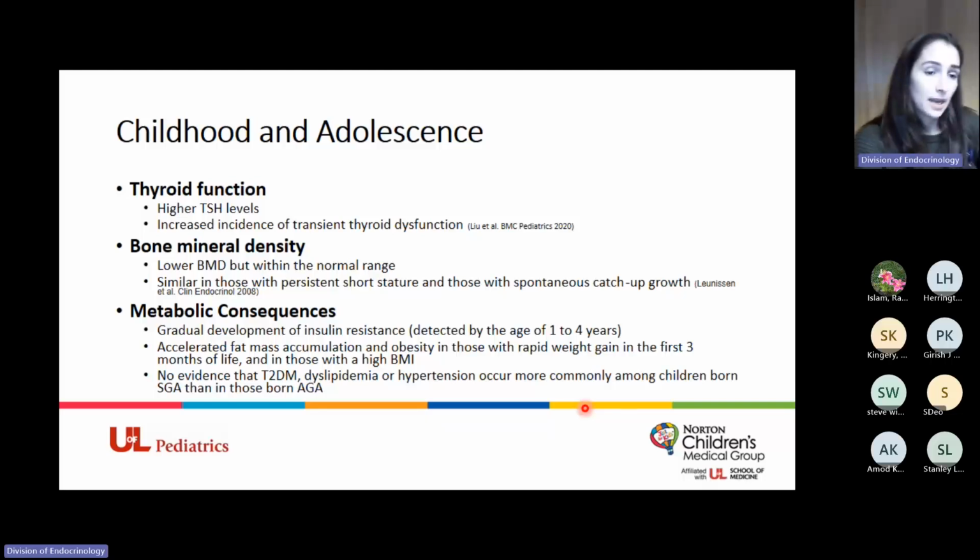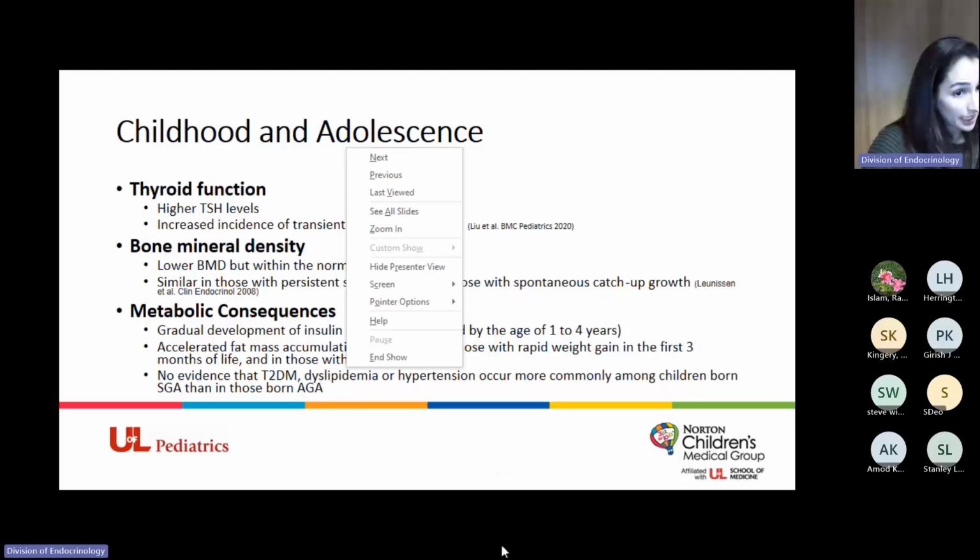So other things that might be affected in these patients but are not as relevant, and most of them stay between that window of normal, is the thyroid function. They have higher TSH levels, and they have increased incidence of transient thyroid dysfunction that we often see in babies. But most of them will actually not need treatment with levothyroxine. Regarding bone mineral density, they have lower bone mineral density, but typically it is within the normal range. And it is actually similar in those that have persistent short stature and those that will show spontaneous catch-up growth.